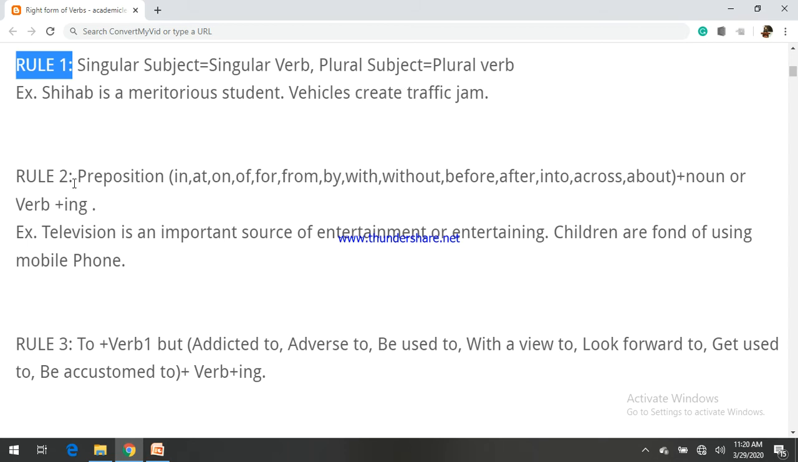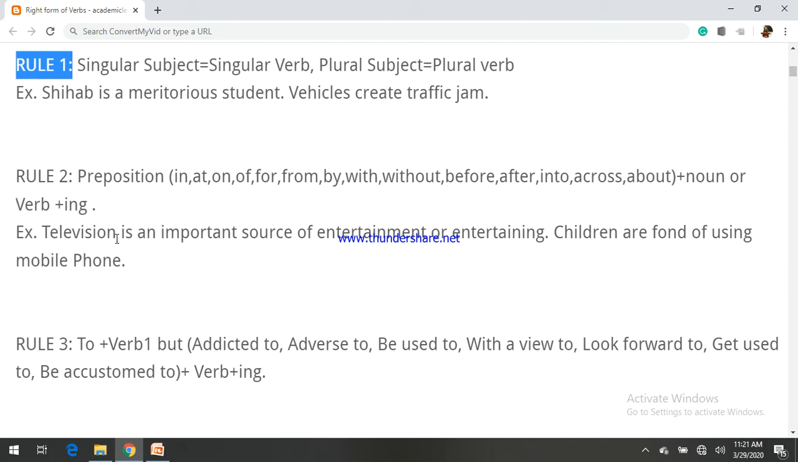Okay, and rule number 2. Preposition. Inside the bracket there are some prepositions: in, at, on, off, from, by, with, without, before, after, into, across, about. That means after these prepositions we have to use a noun. That means preposition plus noun. These words inside the box will come after the subject, that means subject plus preposition plus noun or verb plus ing. You have to use preposition plus noun or verb plus ing. You know that verb plus ing works together as gerund, and gerund also works as a noun.